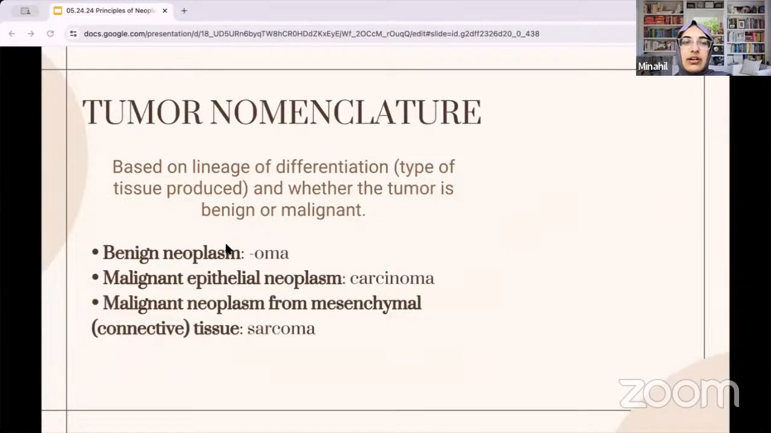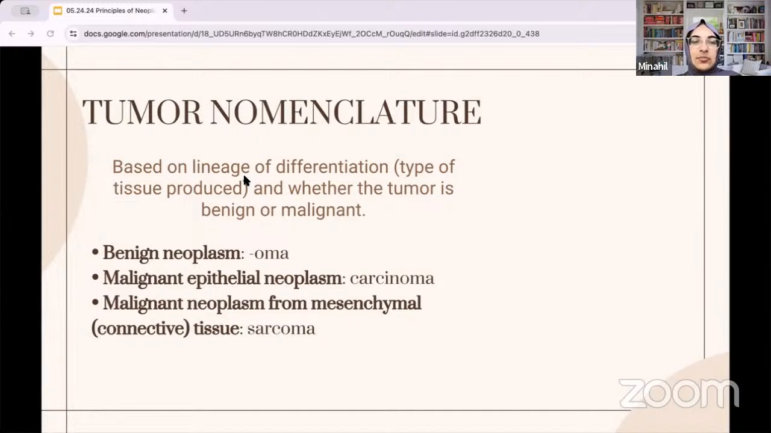Now let's talk a little bit about tumor nomenclature. Nomenclature is a Latin derivative for how to name things. Nomen means name in Latin, so nomenclature means how you're naming things, naming tumors basically. Tumors are named by their lineage, AKA the type of tissue being produced, whether it's fat tissue, epithelial tissue, or any other type of tissue, and whether the tumor is benign or malignant. That's the general principle behind tumor naming.